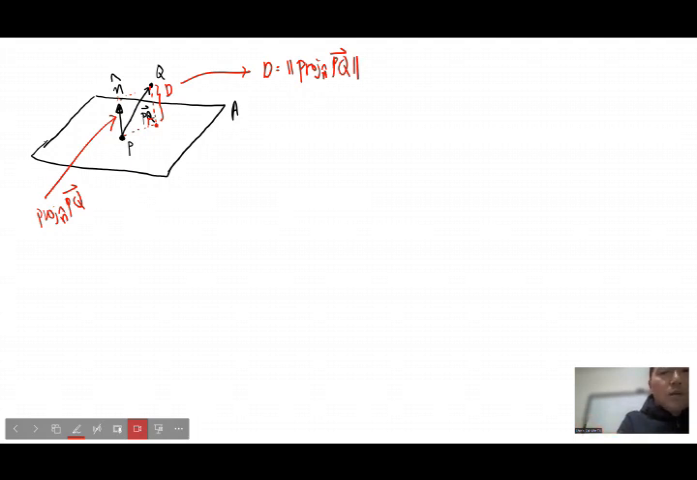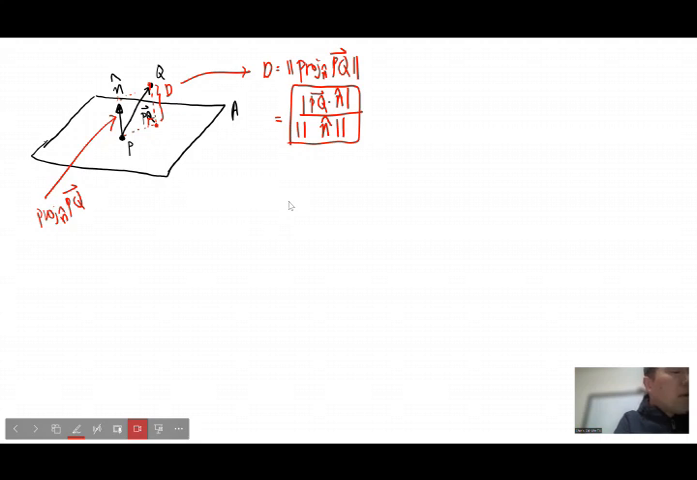That could also be expressed as the magnitude of the dot product of PQ and the normal vector N, divided by the magnitude of the normal vector. That is the definition of the distance D from the point of interest to the plane A.